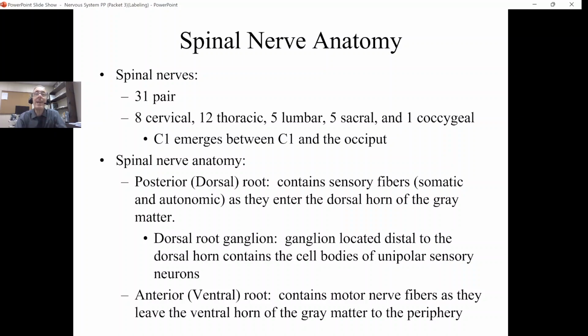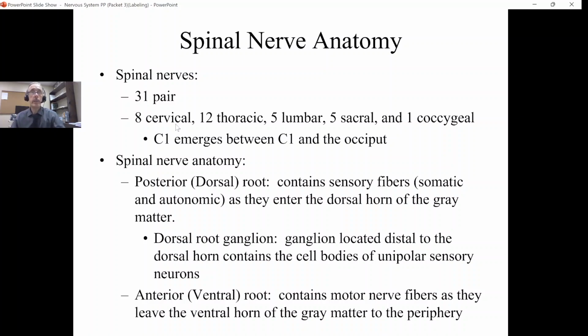The first 8 pair of nerves that come off the spinal cord are known as the cervical nerves. The next 12 are known as the thoracic nerves. The next 5 are lumbar, 5 sacral, and then 1 coccygeal. Right, so we add these all up. 8 and 12 is 20, 25, 30, 31.